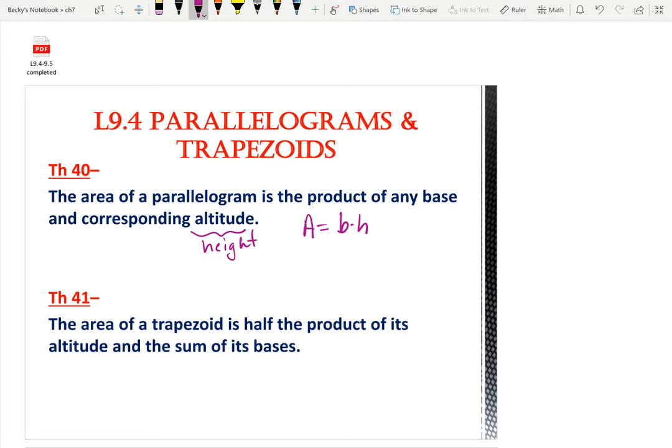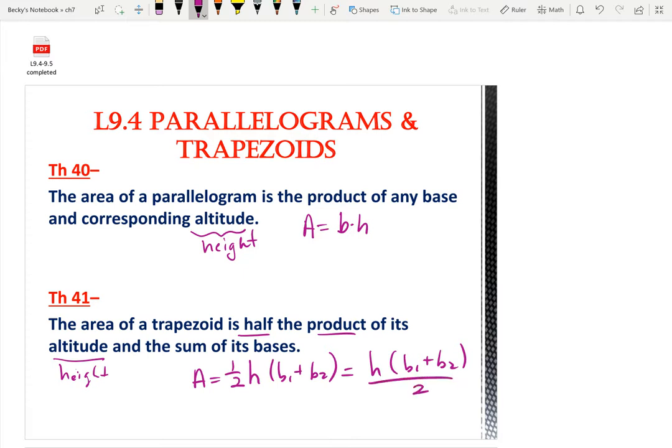Okay, and for theorem 41, again, we've also talked about trapezoids. The area of a trapezoid is half the product of the altitude, which again is height, and the sum of the bases. Okay, so 1/2 times the height times the sum of the bases. Now, we also talked about how you can rewrite it a couple different ways. They all mean the same thing. It's just whichever way you prefer. Okay, so we already talked about these, and now you just have the theorems.